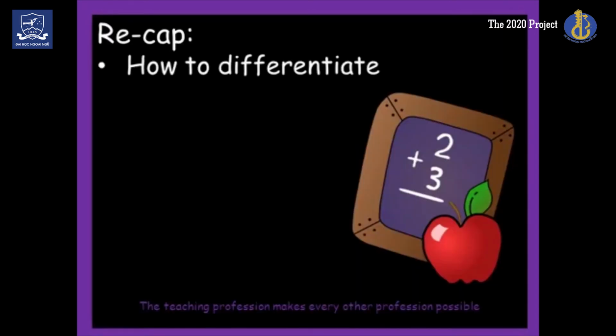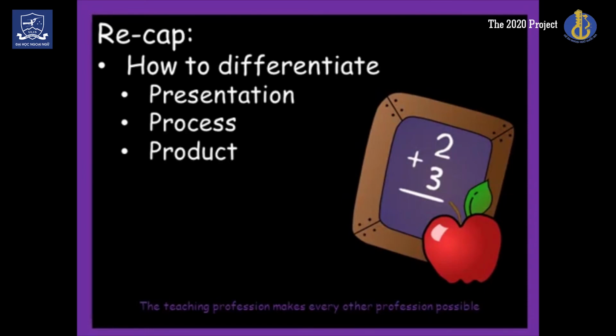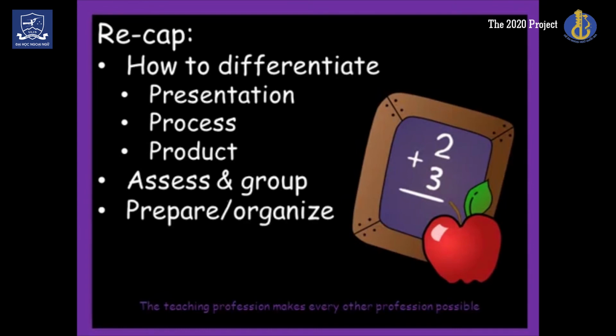Let's recap how to differentiate. Presentation, how you teach it. Process, how the students do it. And product, how the students demonstrate their knowledge. You need to assess the students. How do you teach them if you don't know what they already know? And you're going to group them based on the assessment and your goals.